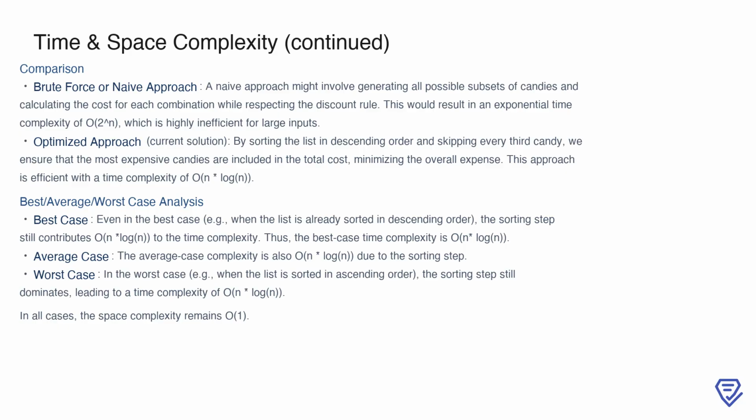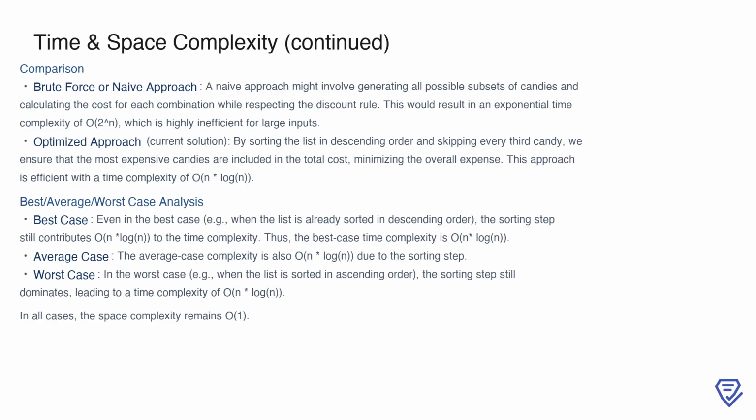In contrast, our optimized solution sorts the list in descending order and skips every third candy, ensuring the highest cost candies are included in the total while minimizing expense. This approach has a time complexity of O(n log n), which is significantly more efficient.